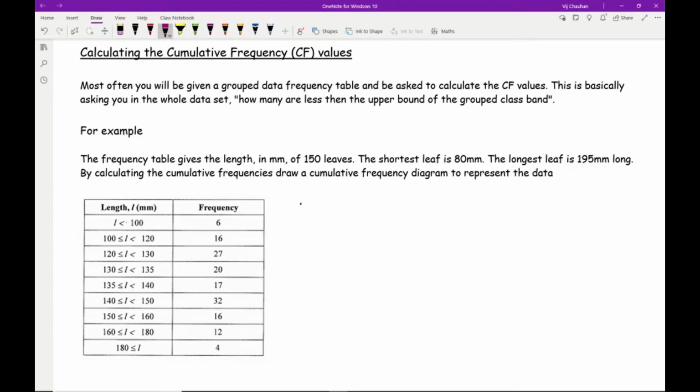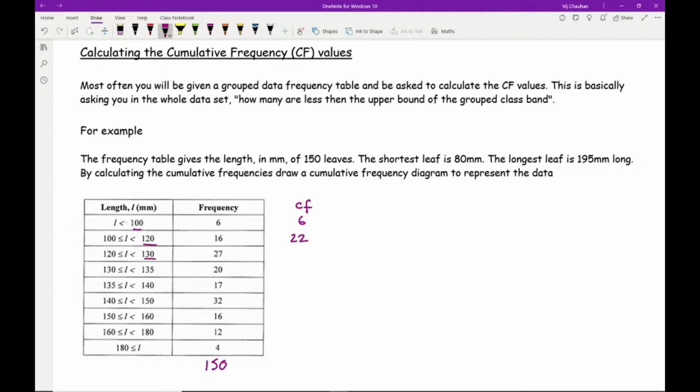So the first thing we need to do is create a cumulative frequency column. Now if I look at the upper bound, in this case we're looking at 100, so from these 150 bits of data, how many are less than 100? And that would be 6. The next question then says how many are less than 120? Well, I've got 16 that's in between 100 and 120, but I've also got the previous 6. So in terms of how many are less than 120, that's going to be 22.